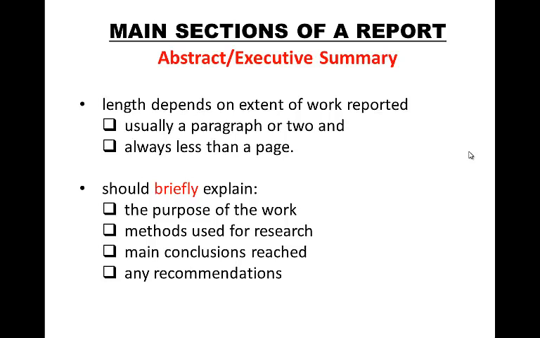So the length of the abstract or the executive summary depends on the extent of the work reported. But usually an abstract is about a paragraph long or 2 paragraphs and always less than a page. And the abstract should briefly explain the purpose of the work or the study, the methods used for the research, the main conclusions reached, and any recommendations. So remember to include the above 4 elements when you have to write an abstract for your next report.